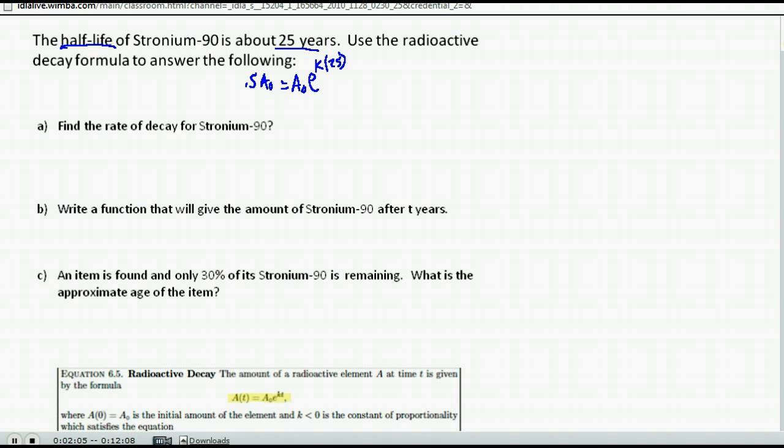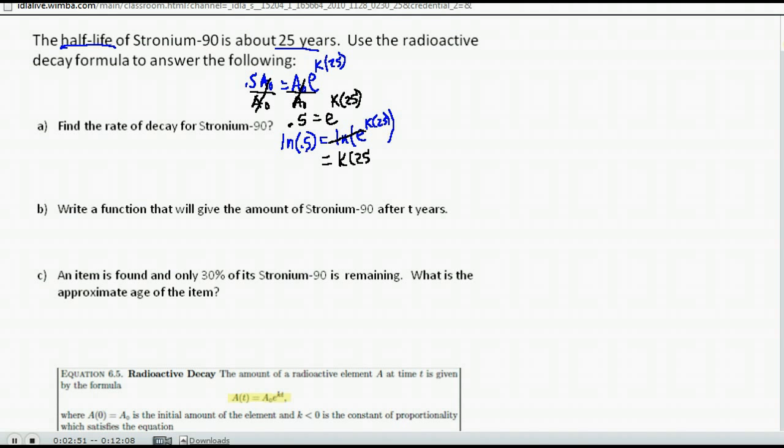Now let's solve this equation. We need to get that k by itself. First, we have to isolate that exponent, so I'm going to divide both sides by A0, which conveniently cancels for me. I have 0.5 is equal to e to the k times 25. Again, we're trying to find k. We want it down out of that exponent. To do that, we take the natural log of both sides because our rules of logarithms tell us that if we have an exponent up there, we can bring it down in front. Also very helpful is the fact that the natural log of e is just 1. So that pretty much just cancels here, and I have k times 25 is equal to the natural log of 0.5.